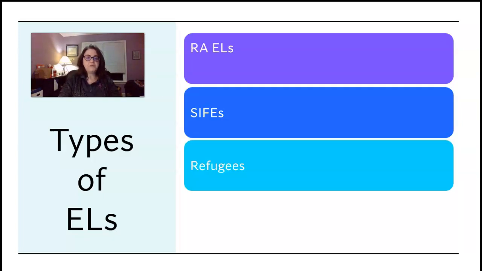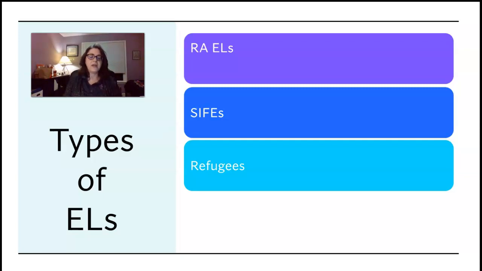So the next type of student that you may have heard of are refugees. Officially, their definition is they have come to the U.S. for political or religious and or racial or ethnic persecution, okay? In the past, I've taught some refugees, but I haven't had too many in the past few years. Their educational needs really depend on their situation and their experiences.